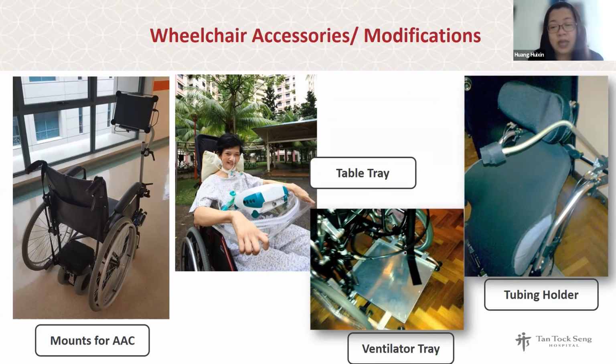Okay, and also having a ventilator tray on the back of the wheelchair, and also a tube holder as well if they are on ventilator. So the tube holder helps to secure the tube in a better position while they are on the move.